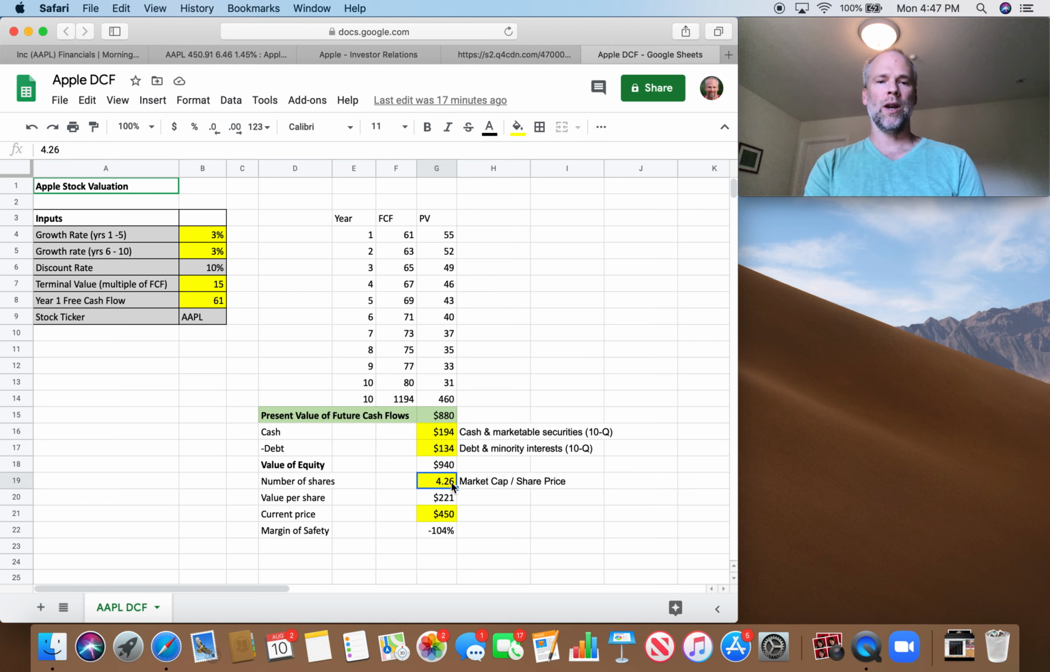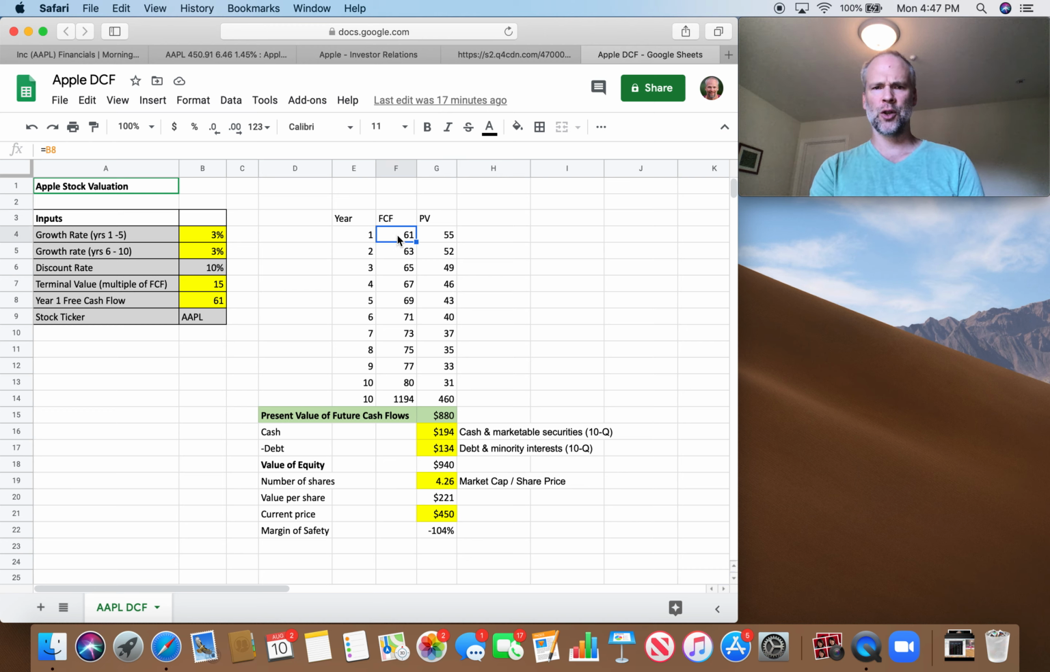Oh, we need one more thing. We need the number of shares outstanding. So to do that, we find the market cap of Apple, the market capitalization. We divide that by the share price, which the current share price is about $450 per share. And we get the number of shares outstanding at 4.26 billion shares outstanding.